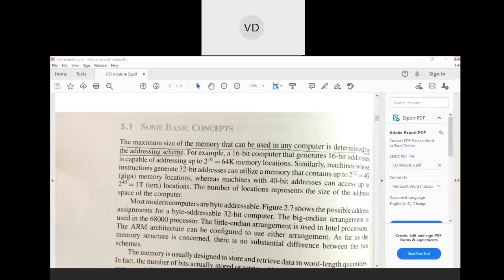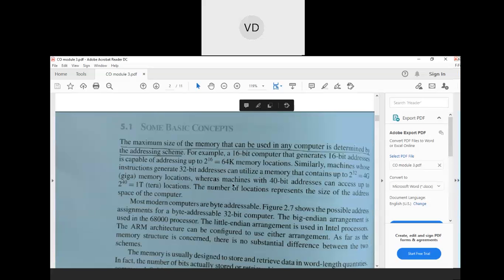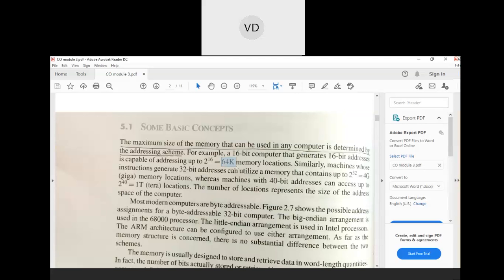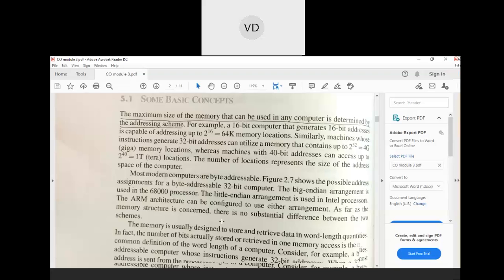Suppose we are taking a 16-bit computer, so 2 raised to 16 addresses can be generated. So 2 raised to 16 is 64k memory locations. 64k is the total memory size of that computer. If I take a 32-bit computer, 2 raised to 32 is nothing but 4 GB. That much data can be stored in that system. So the size of the memory depends upon how many address locations can be generated by the system.